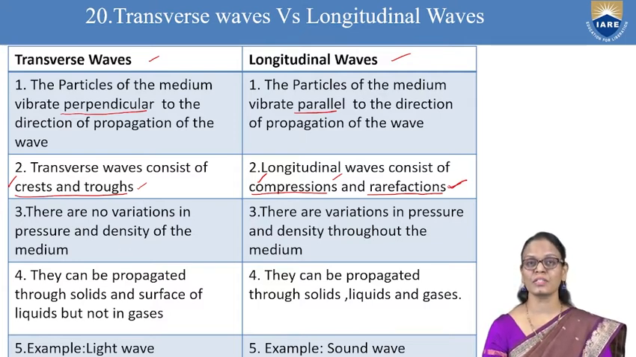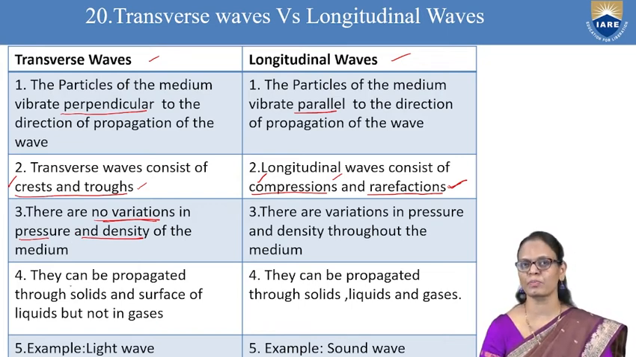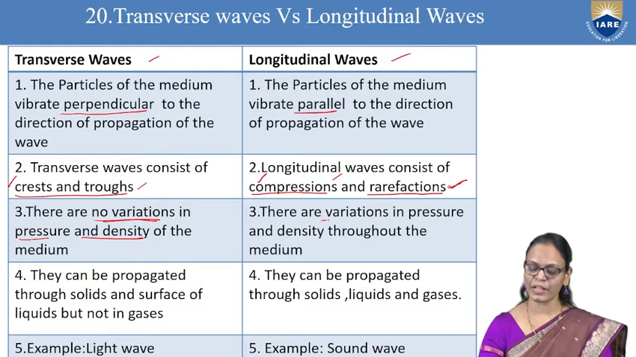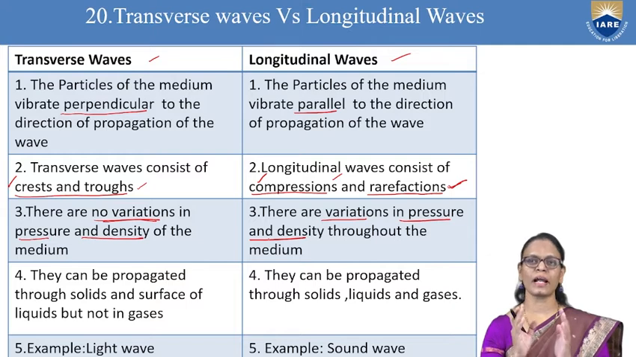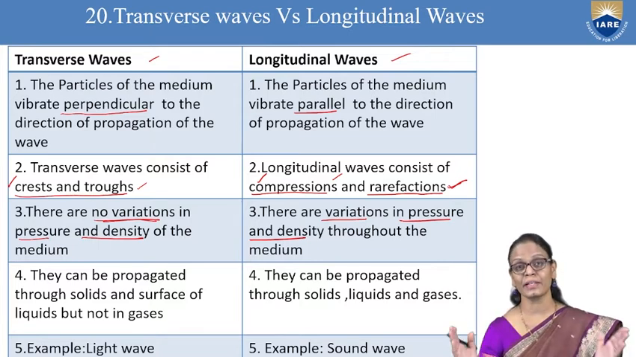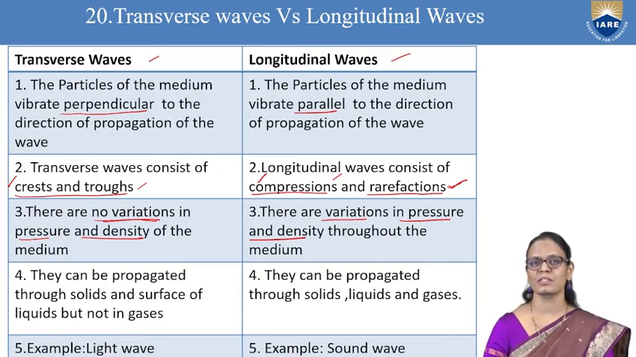Now, coming to the variations in pressure and density, in a transverse wave, there are no variations in pressure and density. The particles are vibrating individually, perpendicular to the direction of propagation of the wave. But when it comes to a longitudinal wave, there are variations in pressure as well as density. Why? Because at compressions, the particles come closer together. When they come closer together, definitely the density is more and the pressure is more. And at the regions of rarefaction, there will be less density. So, there are variations in pressure as well as density.